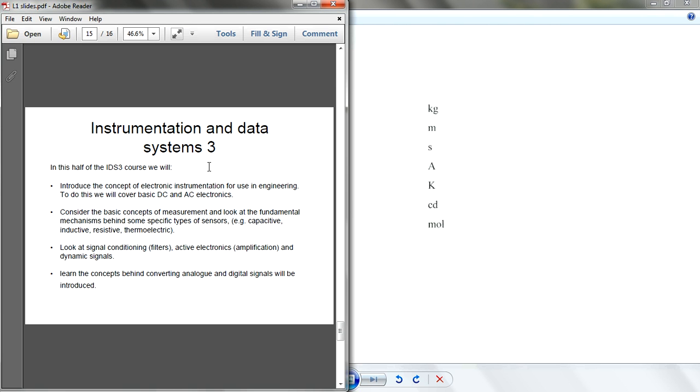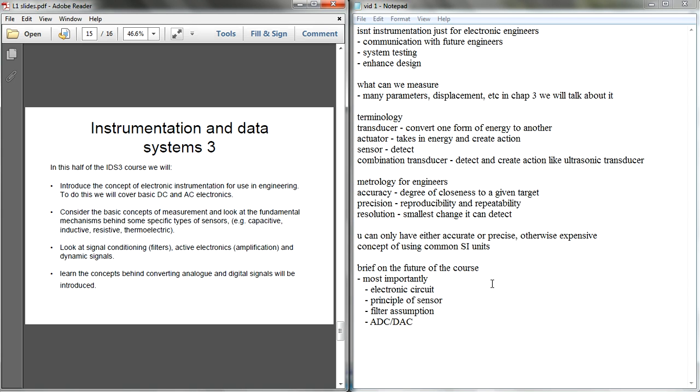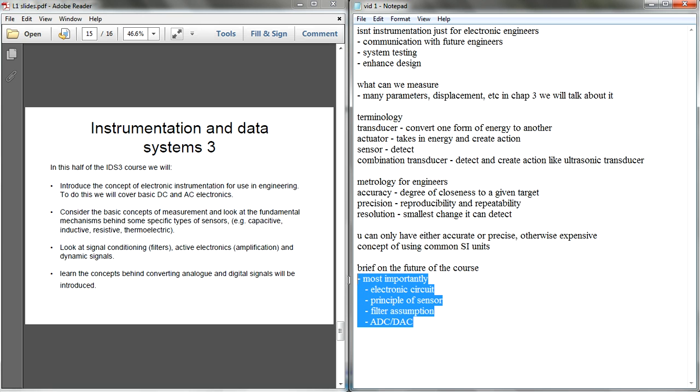In this module you're going to learn a lot. In chapter 3 you learn about sensors. In chapter 4 you learn about ADC. In chapter 5 you learn about filters, amplifiers, etc. So these are the key things: electronic circuits, principle of sensors, filter assumptions, ADC and DAC, meaning analog to digital or digital to analog.